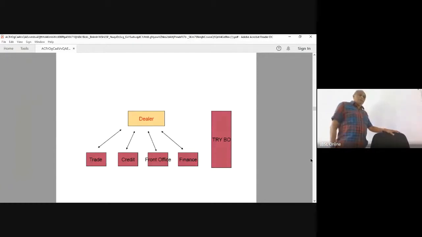And this is how the dealer is directly dealing with various departments: trade, credit, front office, finance. They give figures to the dealer and the dealer also then gives them the rates, right? It goes both ways, right? Then Treasury back office.